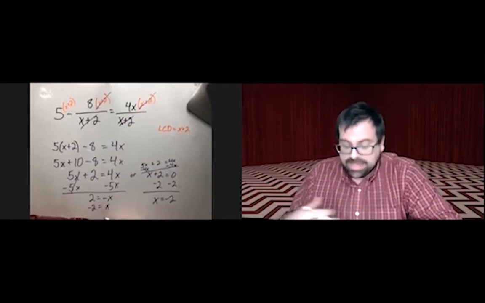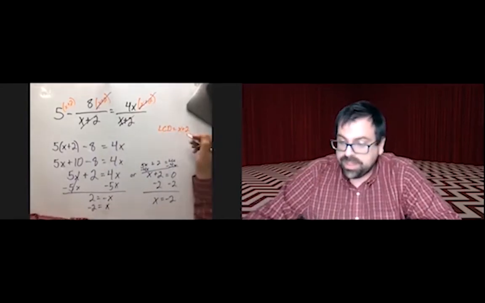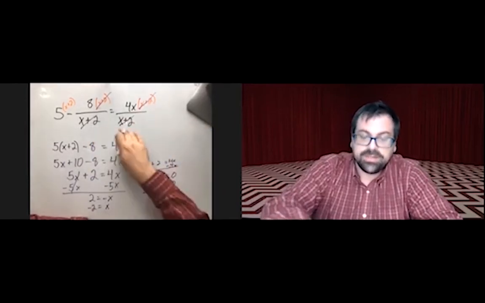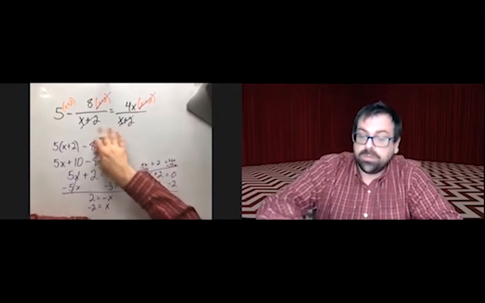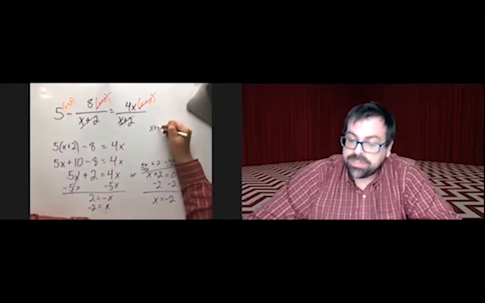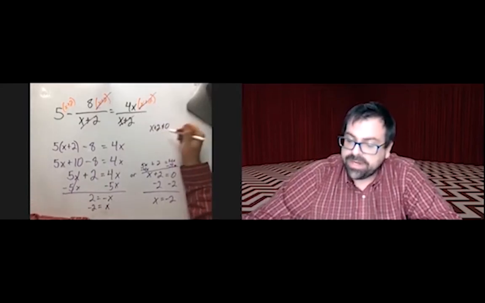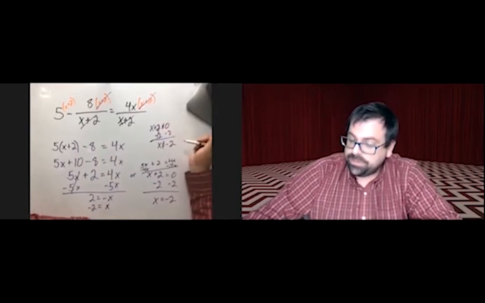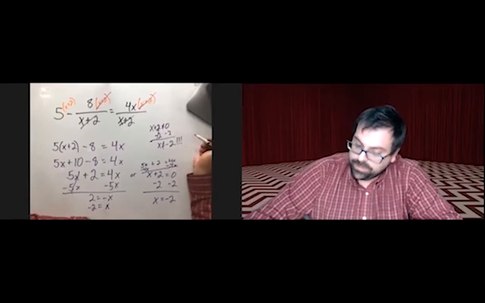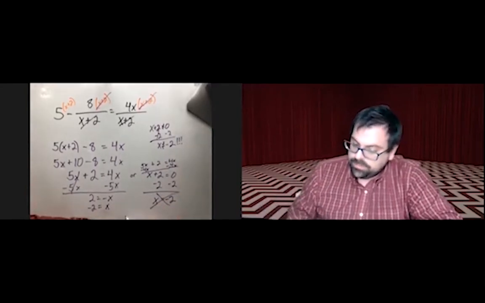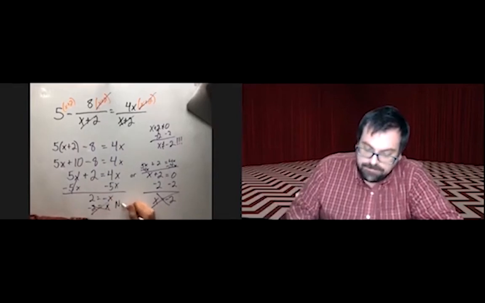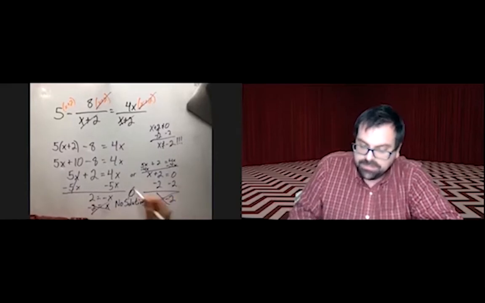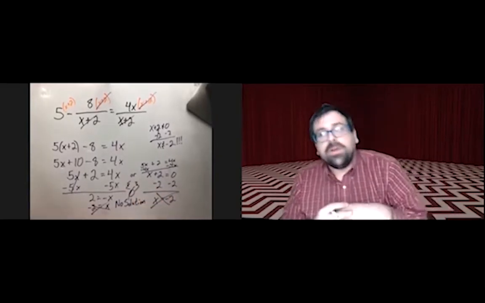Check our answer. Are we allowed to have negative 2? Well, the denominators are the same, so the only value not allowed would be whatever makes x plus 2 equal 0. We can't have that equaling 0. So x can't be negative 2. We have no solution. The answer is the empty set, however you want to write it.